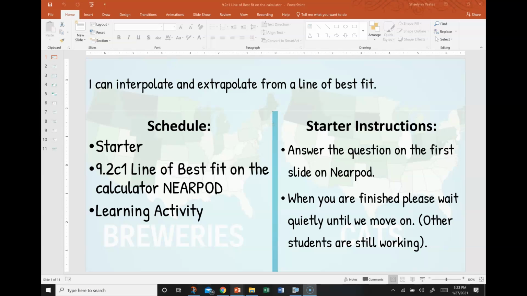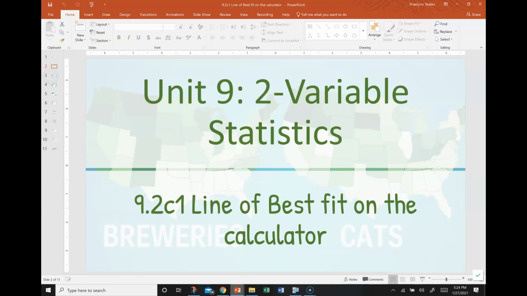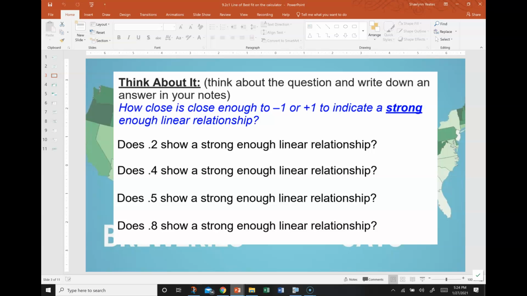Super similar to last time, but now we're going to do the line of best fit with a calculator. So we're going to practice this over the next 2 days. We're going to be doing stuff with a calculator. So think about this question.